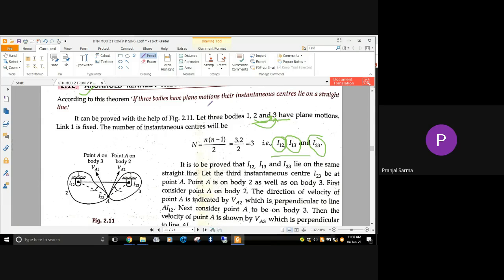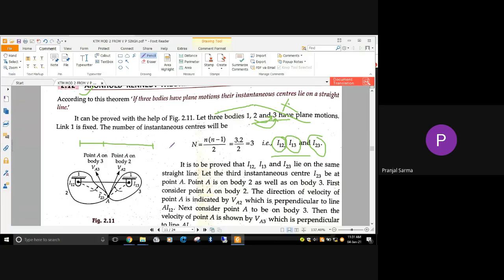And now, what does this theorem state? I12, I13, I23 will lie on the same straight line. It cannot be that I12 is here, I13 is there, and I23 is somewhere else. They will lie on the same straight line, suppose I12, I13, I23, or like that. That kind of situation will prevail.